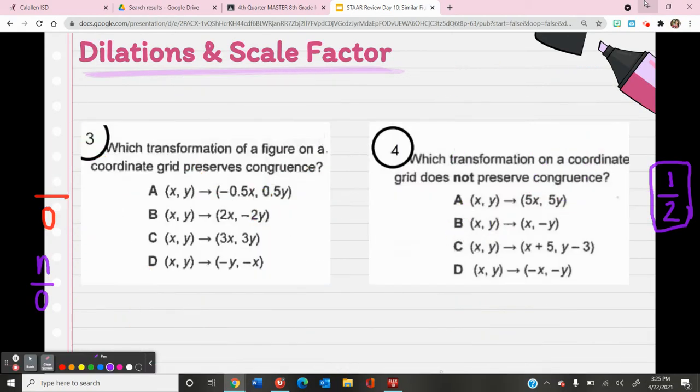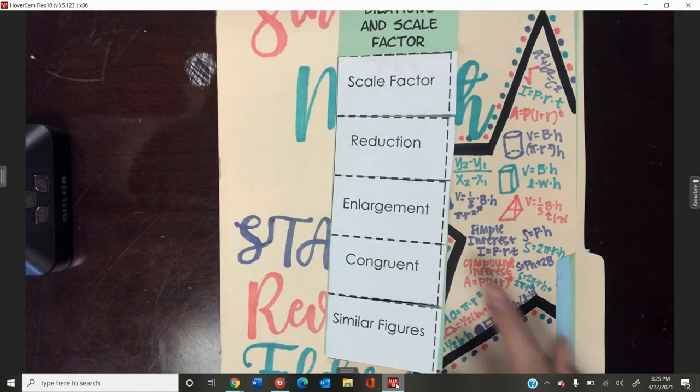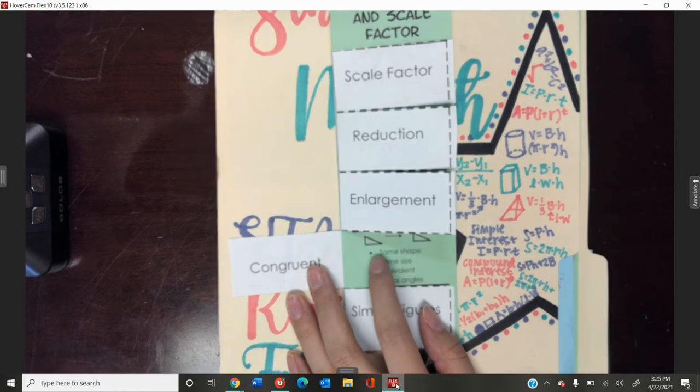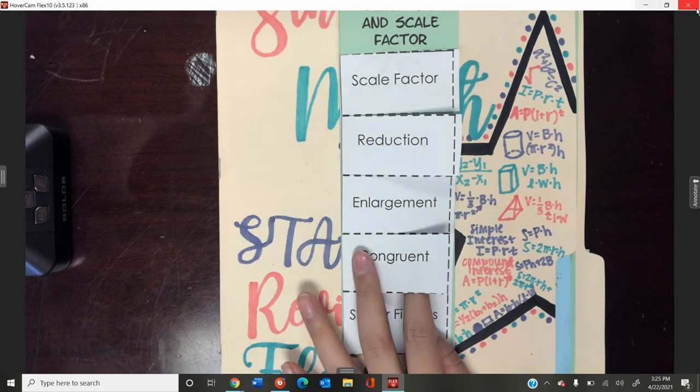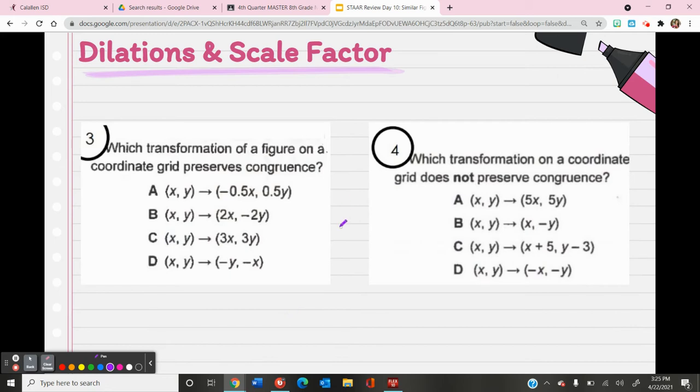Number 3 says, which transformation of a figure on a coordinate grid preserves congruence? Now, going back to our definitions, we see that congruent means same shape, same size, it's equivalent, and it has equal angles. So in order to preserve congruence, it should stay the same size and the same shape.